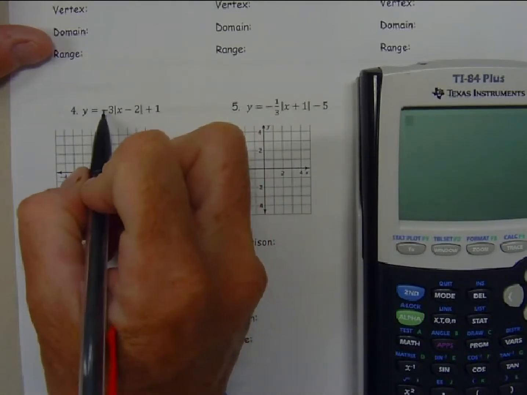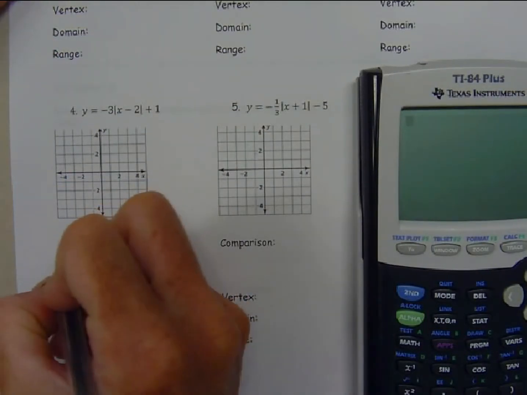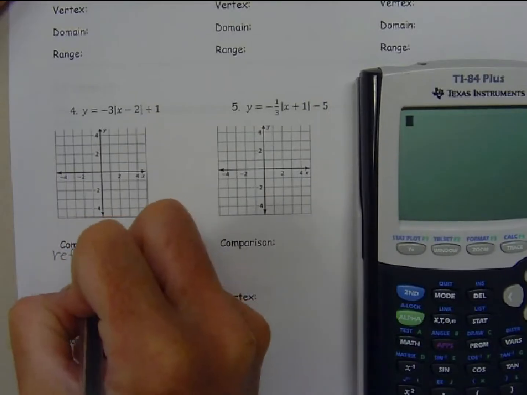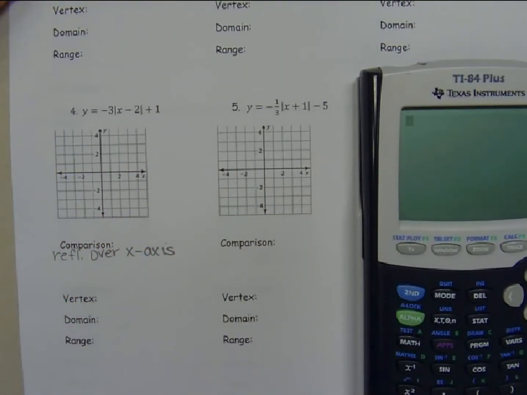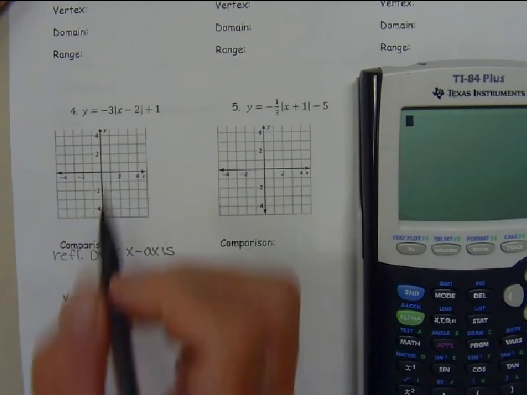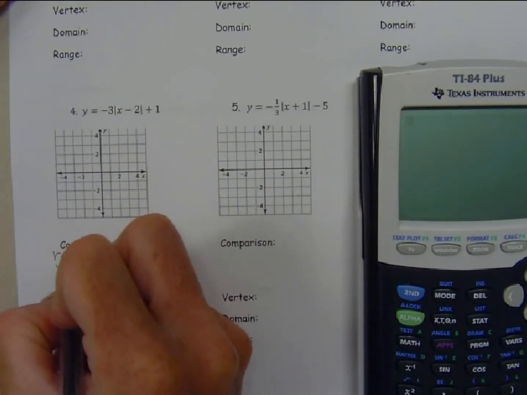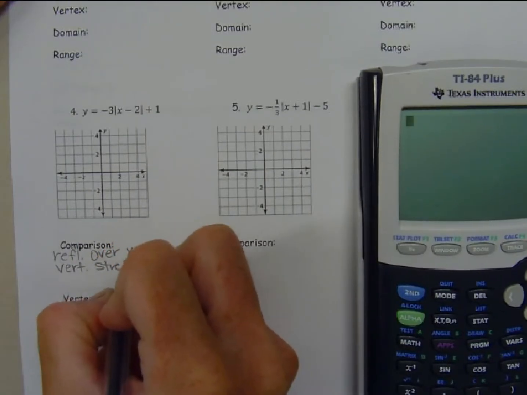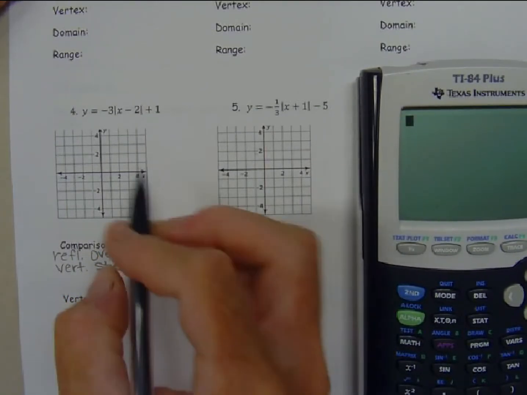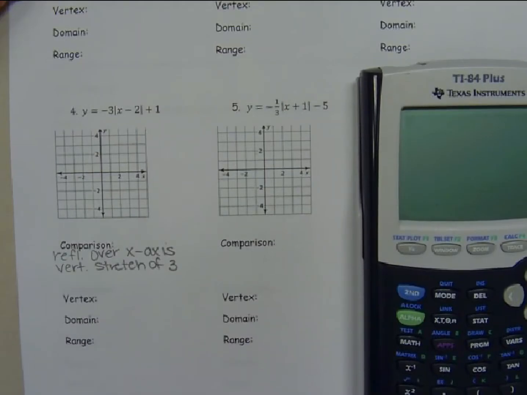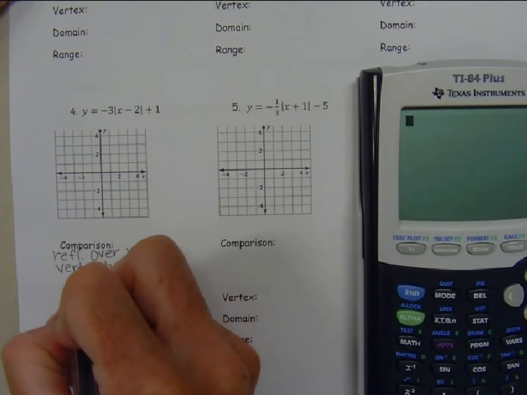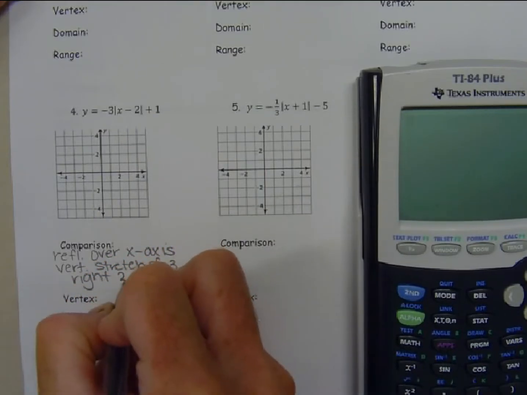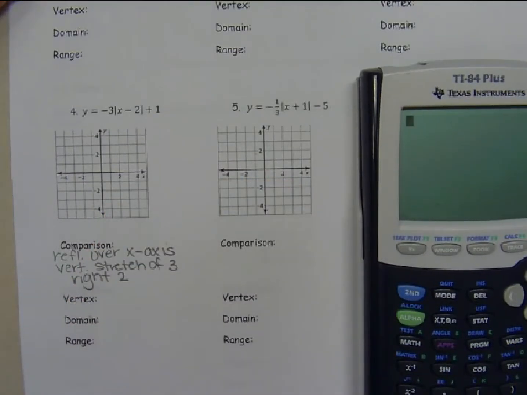So I start by looking out front, and there's a negative out front. So the first thing I'm going to write down is that means there's a reflection over the x-axis, which means it opens down. The next thing I see is a 3. The 3 is out front, which means it is a vertical stretch of 3. It's a stretch because that number is bigger than 1. Inside, I have a -2, which is always the opposite, which means I'm going to move it right 2. And then I have a +1, which means it is moved up 1.